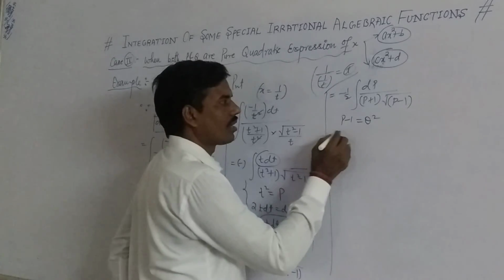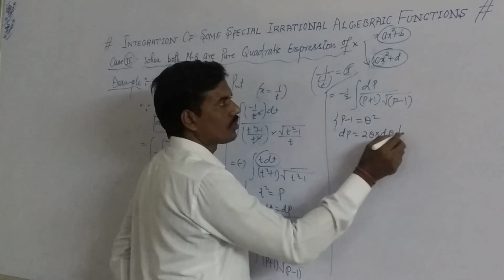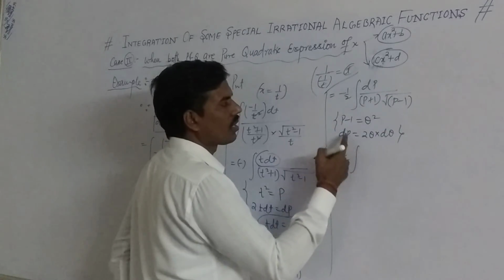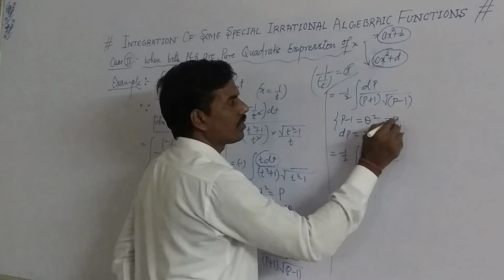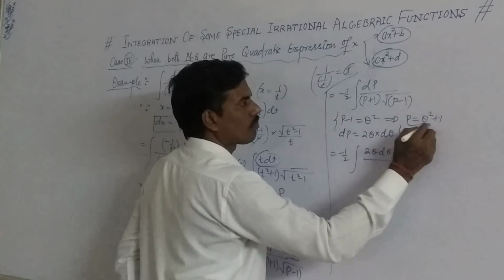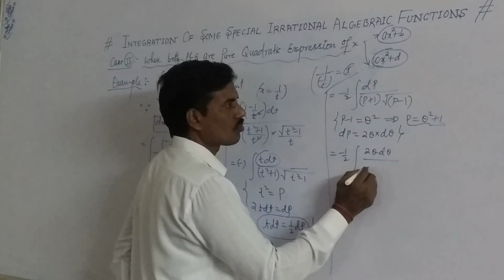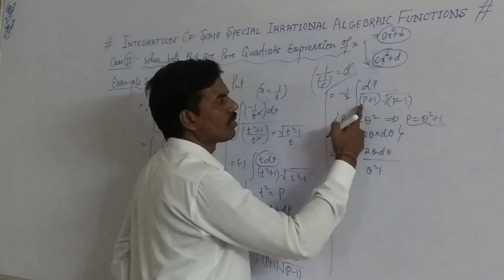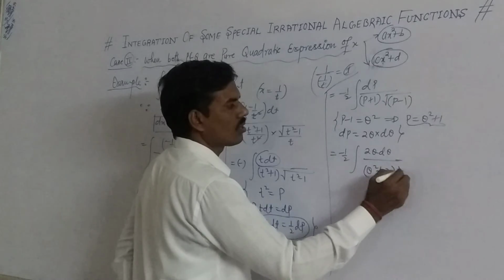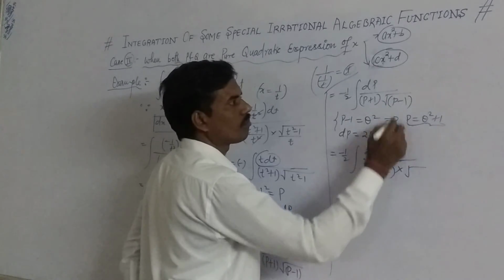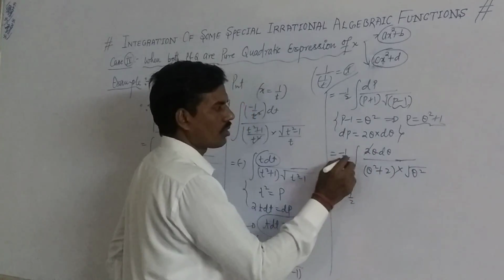Theta square, then dp is equal to 2 theta d theta. Clear? So this one is equal to minus 1 by 2, dp is equal to 2 theta d theta upon p plus 1. Here p is equal to theta square plus 1. Clear? p plus 1 is theta square plus 1 plus 1, that is theta square plus 2, and q is equal to p minus 1 is equal to theta square. This one is equal to minus 1 by 2, and 2 get cancelled.